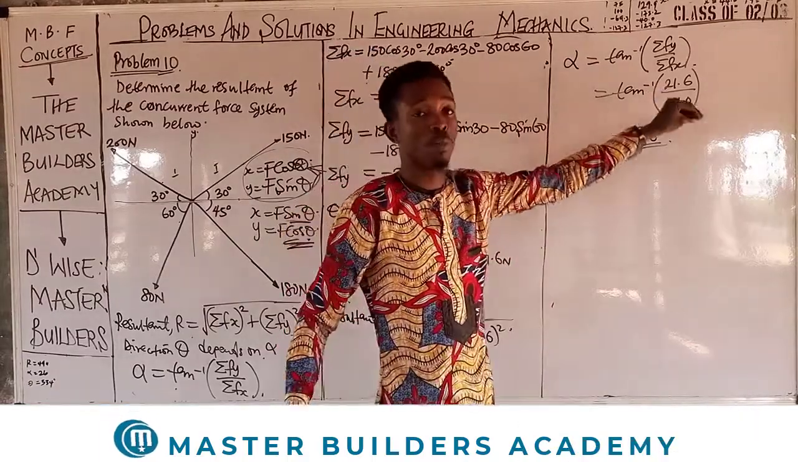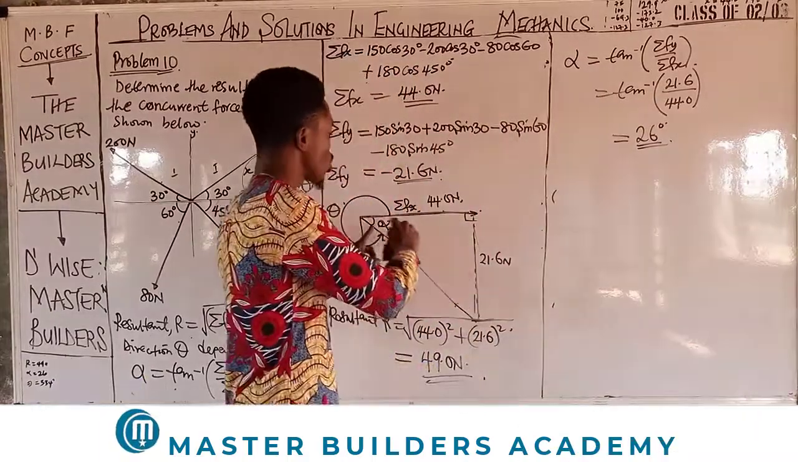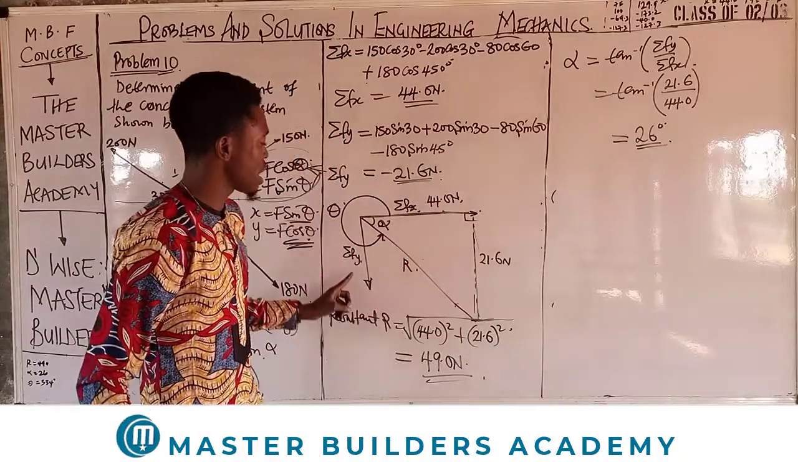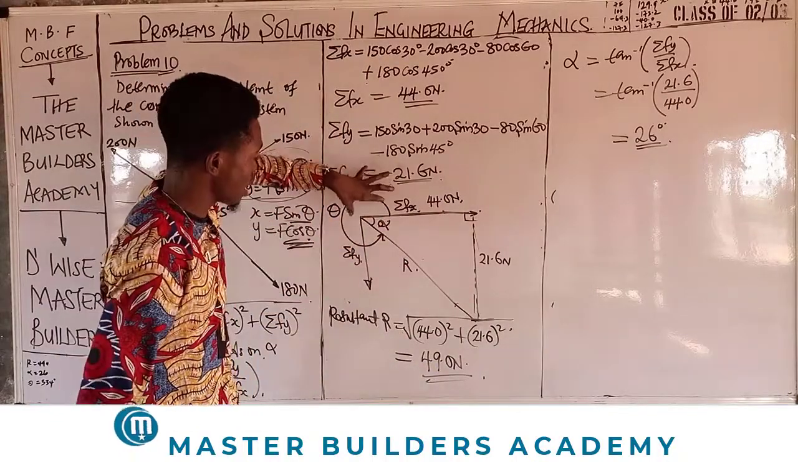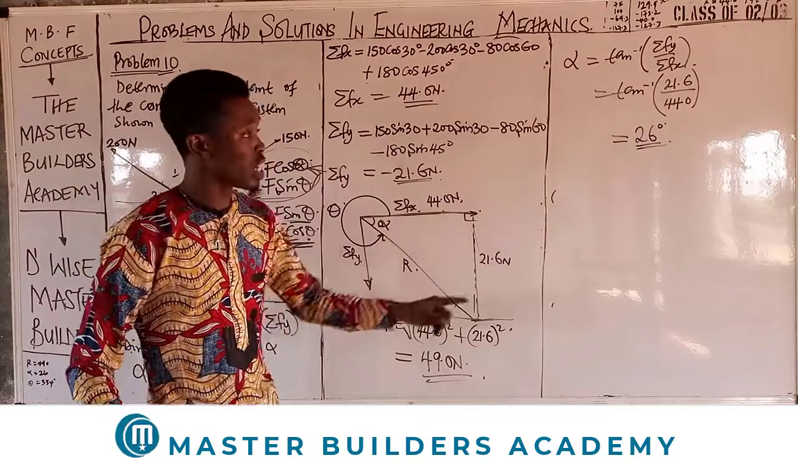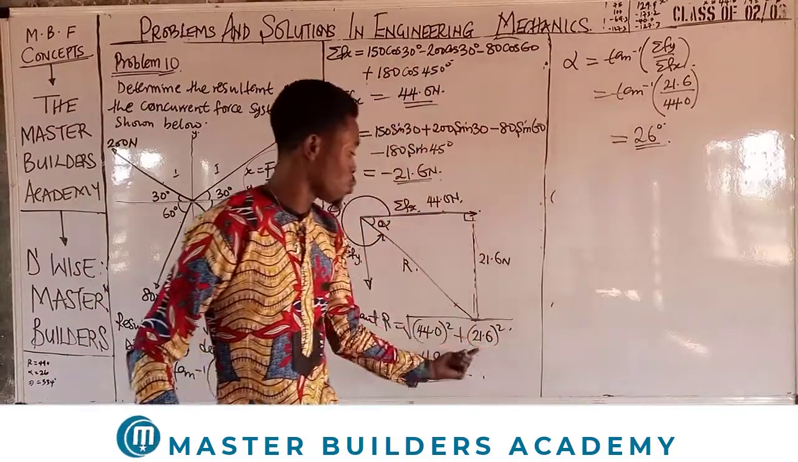The tan inverse of 21.6 divided by this. Now remember, because you have already considered the quadrant, you don't need to consider the negative sign of this, because it has already been implemented on your sketch. So that's why you're not using minus 21.6 here, and even why you did not use it.